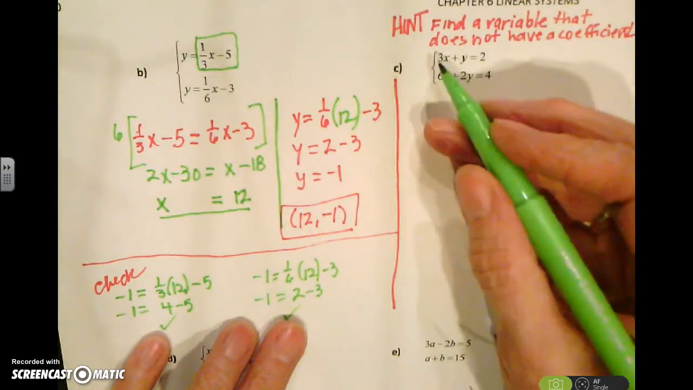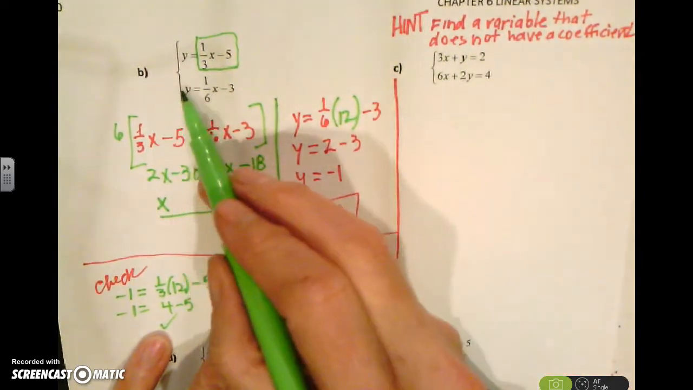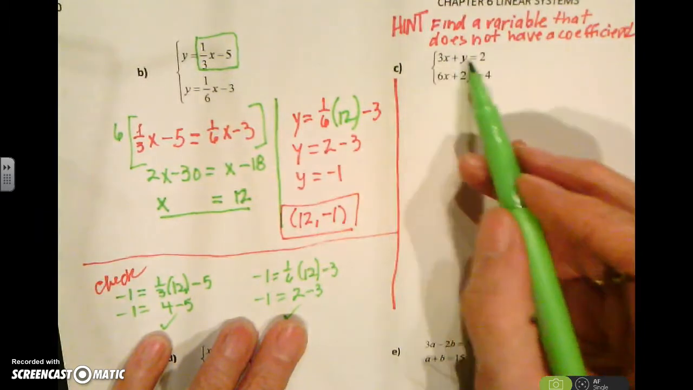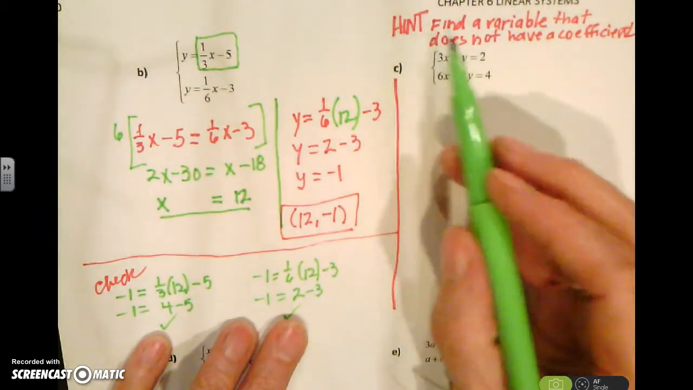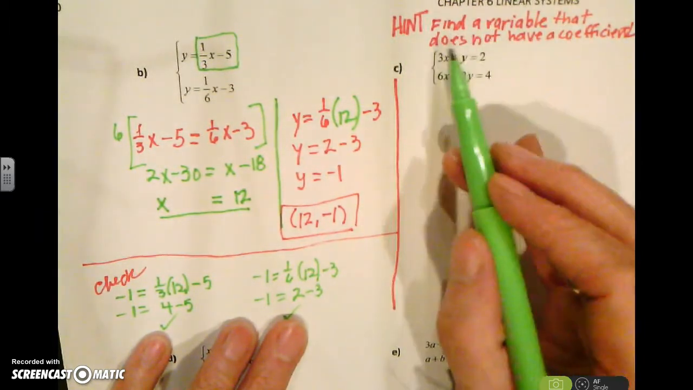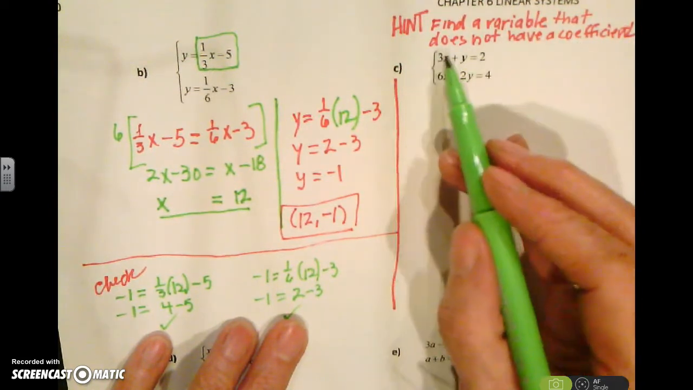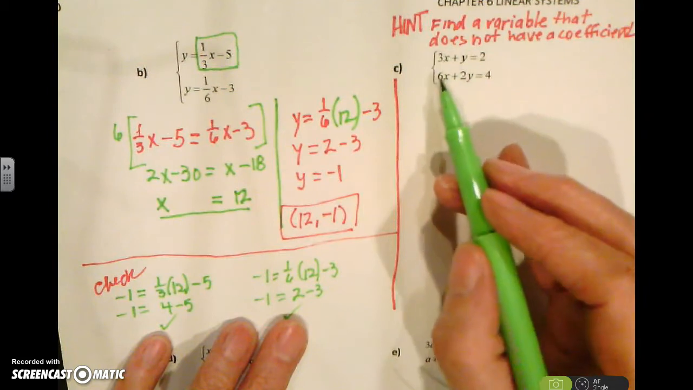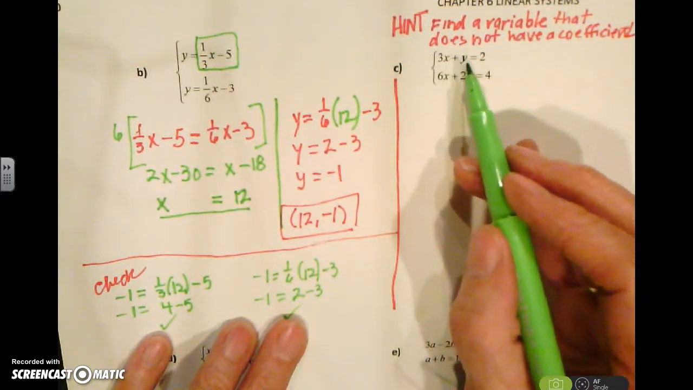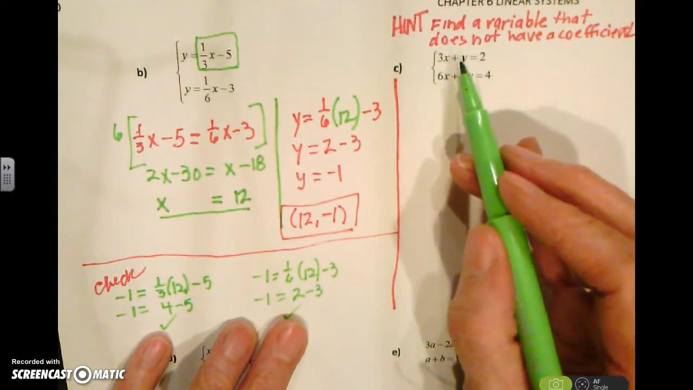Now we find that in example C, we don't have one of these nice y equals already there. So hint, we're going to find a variable that does not have a coefficient. That's the best place to start. So don't start solving with the 3x or the 6x or the 2y. Let's start solving right here with this y.